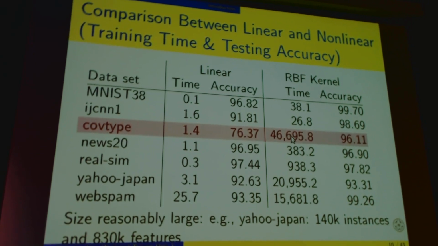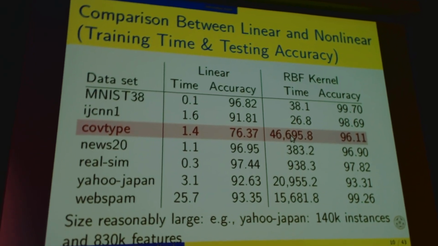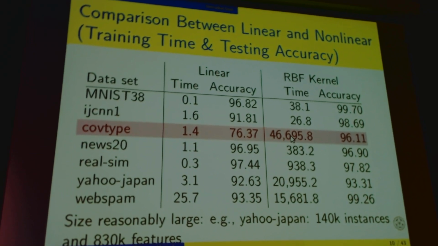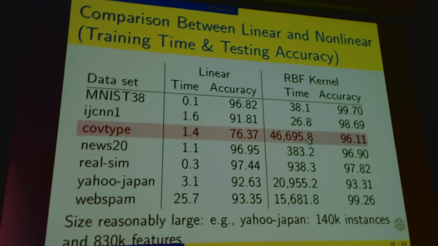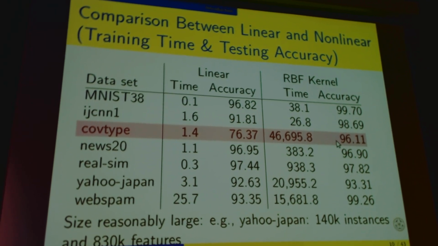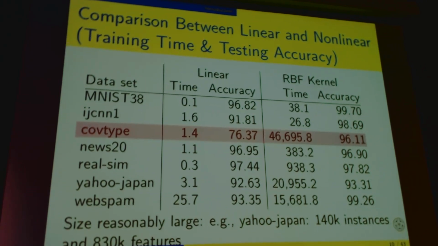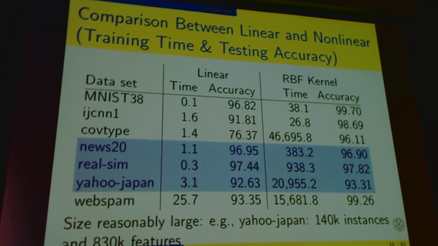Now if you spend more time by using Gaussian kernel, say here you use about half a day to do the training, then your accuracy is dramatically improved to 96%. So in this case, you say, well, I want to spend more time on the training in order to get a better model.